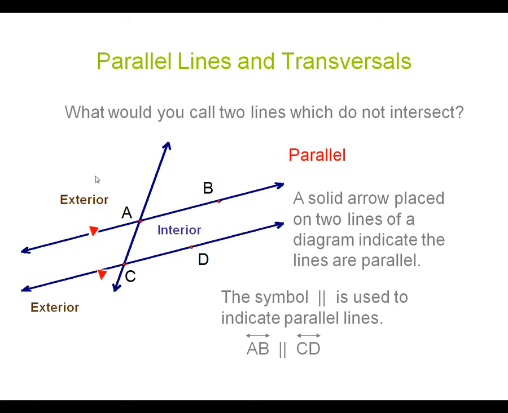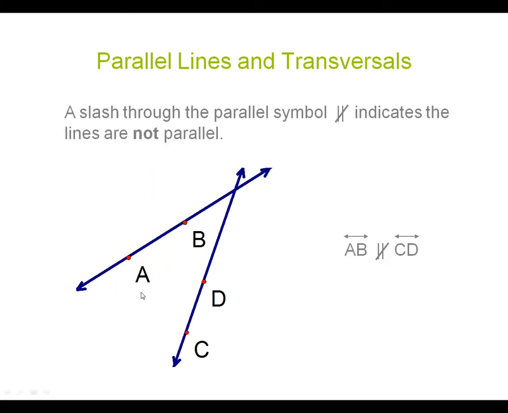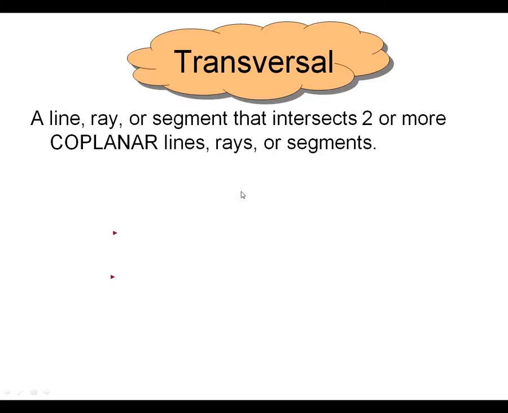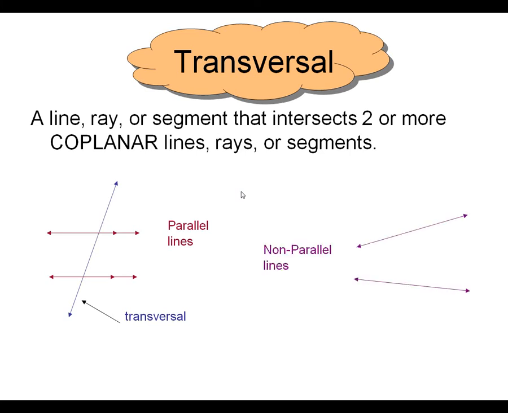And then you have your exterior, which is on the outside of the two lines. You have your interior. And then this right here is your transversal line. A slash through the parallel symbol like this indicates the lines are not parallel. Obviously, line AB and line CD are not parallel because they intersect right here. A transversal is a line, ray, or segment that intersects two or more coplanar lines, rays, or segments. So here you have your parallel lines, then your transversal intersects those parallel lines. Non-parallel lines can also have a transversal.